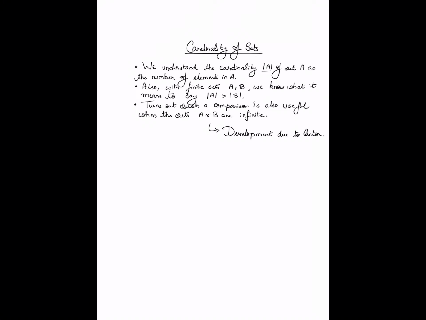The development that I'm going to describe to you is due to the mathematician Cantor. Cantor was the first person to come up with this notion of how one compares the size of infinite sets. It's a very beautiful development in its own right, and we will see that it's in fact useful to talk about different grades of infinity when it comes to set cardinality.